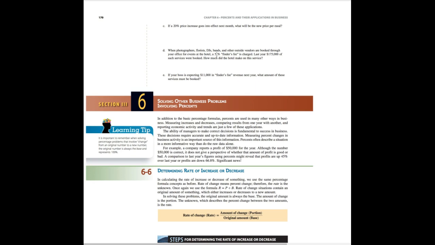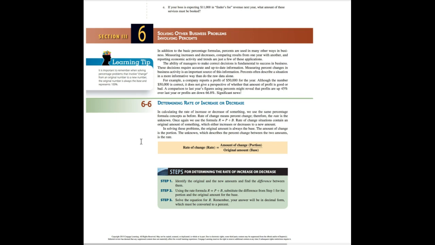So it's important as an employee and as managers and leaders to understand what these percentages mean, how we can use them to our advantage, and how we can manipulate them so that we can gather as much information and data as possible. So we are going to start 6.6 by determining rate of increase or decrease.